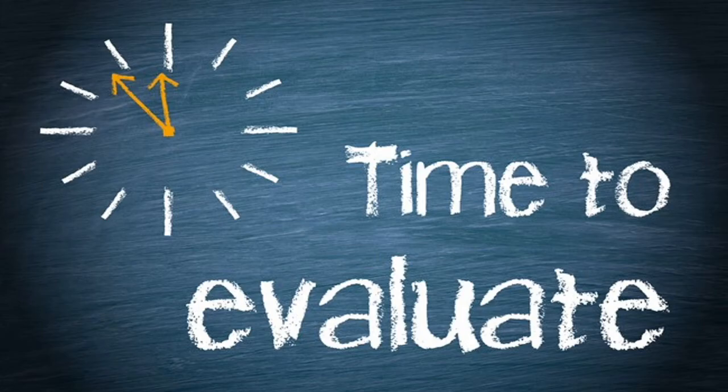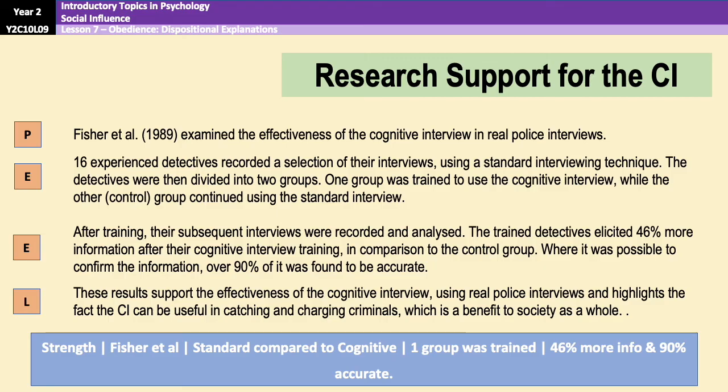I've got 4 for you, 2 strengths and 2 limitations. So the first strength is research support by Fisher et al. It's a really nice study to use. You'll definitely get some good marks for that. It's a fairly simple study. They compared the effectiveness of a standard police interview to a cognitive interview, and they found that the cognitive interview produced 46% more information and 90% more accurate information.